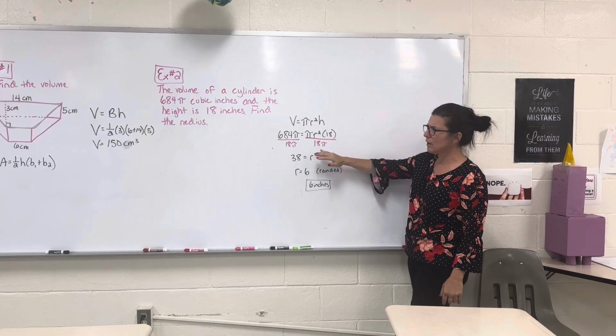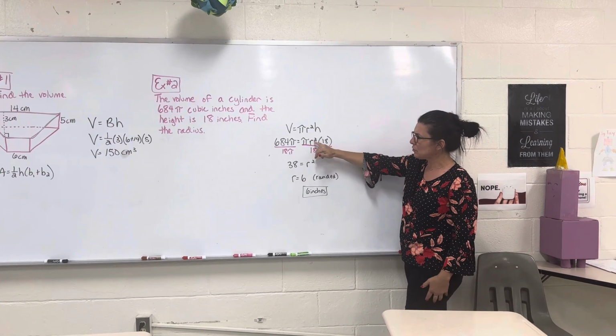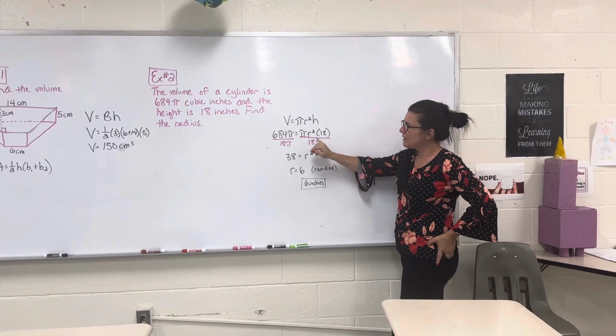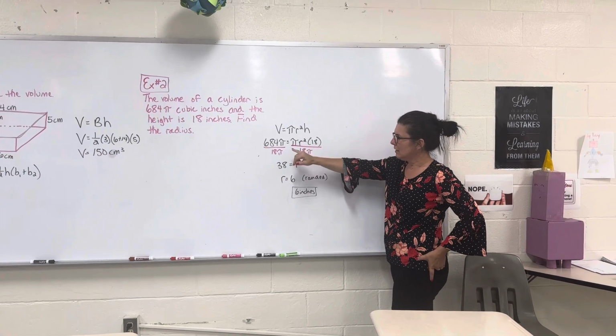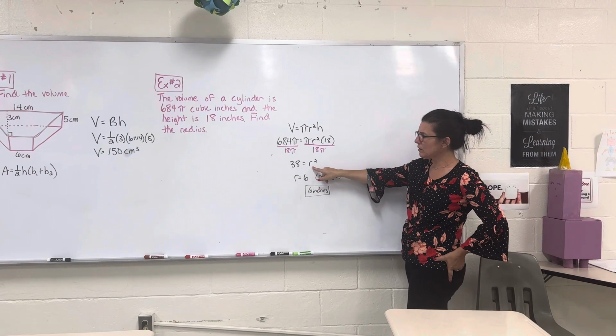Try to give you guys some different colors here so you can follow what I'm doing. The first thing I did to simplify, because again, we're trying to get r by itself, I divided both sides by 18. When I did that, the 18s and the pi's cancel, so I have r squared on the right.